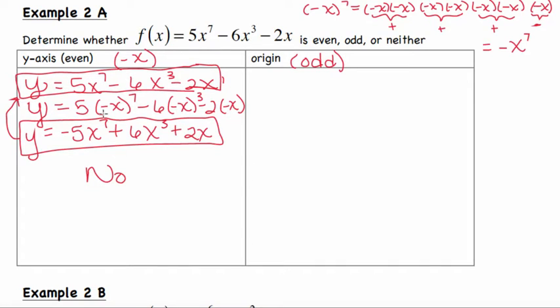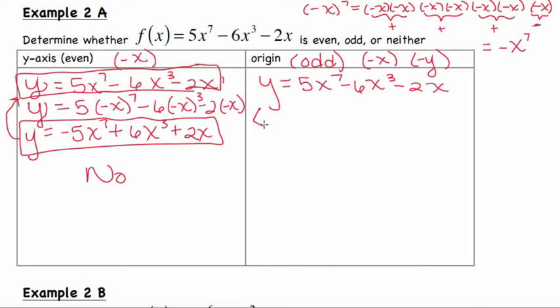Our function is not even. Let's go ahead and test for our function being odd, which means we have to replace both the x and the y with a negative x and a negative y. So I'm going to start by writing the original function. Instead of having the f of x, I'm going to replace it with a y.